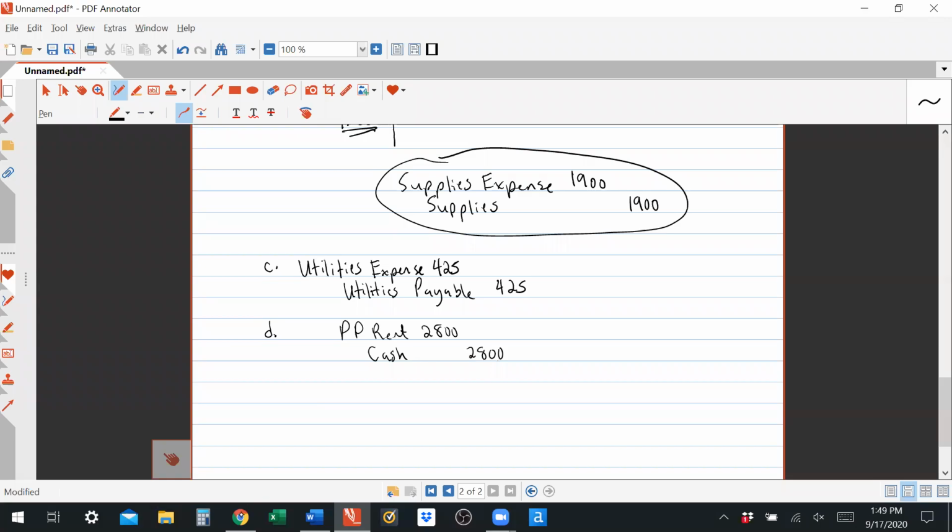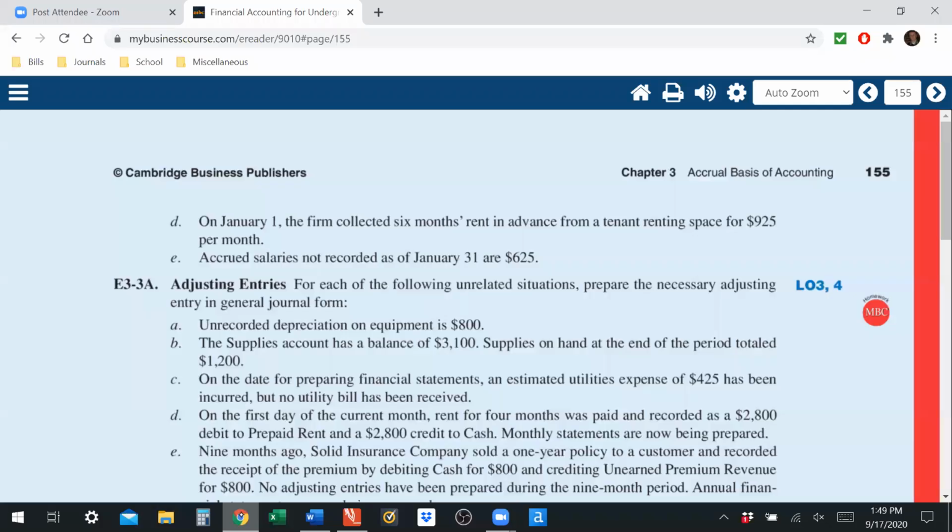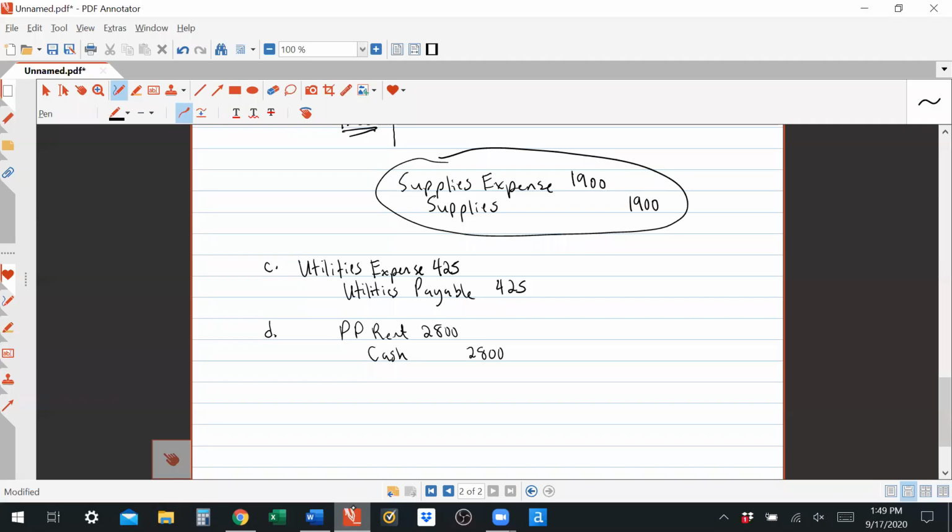So let's make sure this says on the first day of the current month, they paid us $2,800. Now it says, and now where are we? We're at monthly statements are now being prepared. So now we're at the end of the first month. So this isn't the adjusting journal entry, but the one they're asking for. What's the adjusting journal entry? It's the one to recognize rent expense. We need to recognize 1 month's worth of rent expense. Debit rent expense, credit prepaid rent.